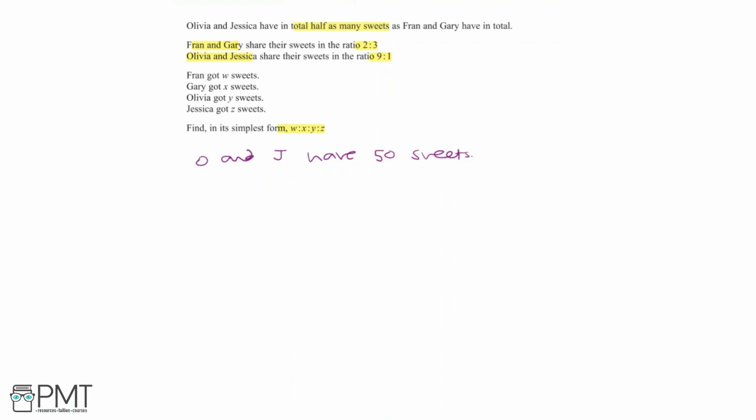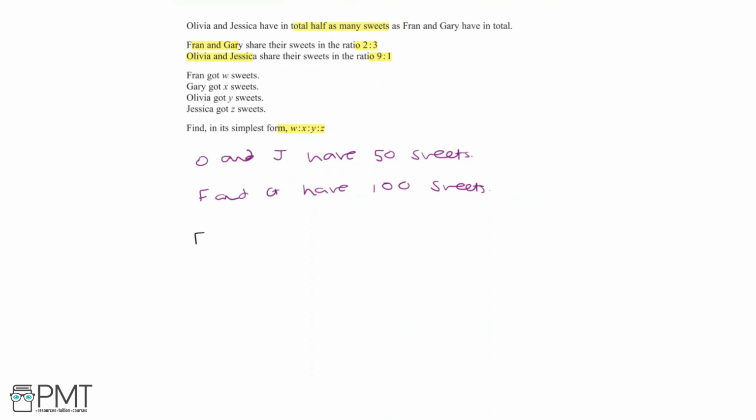Now if Olivia and Jessica have half as many sweets as Fran and Gary have, we can say that Fran and Gary have double what Olivia and Jessica have, and so double 50 is equal to 100. And so we've said so far that Olivia and Jessica have 50 sweets, and Fran and Gary have 100 sweets. Now let's take a look at the ratios.